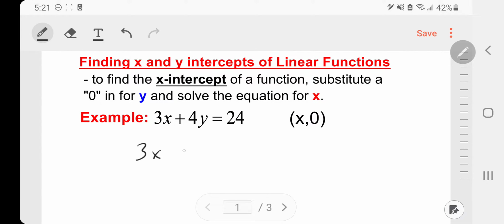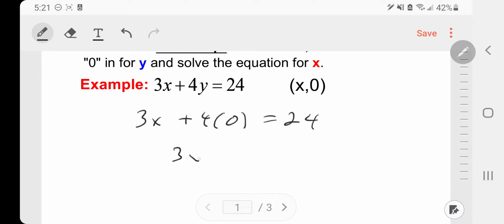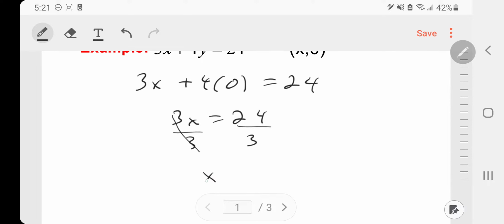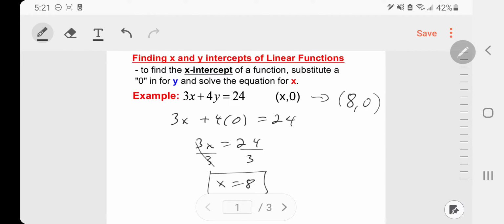Okay, so we have 3x plus 4 times 0 equals 24. That gives us 3x equals 24. And then divide by 3 on both sides, and I get x equals 8. All right, and we know that that would mean that our actual coordinate of our x-intercept would be (8, 0). All right, so that's the general way to solve for the x-intercept.